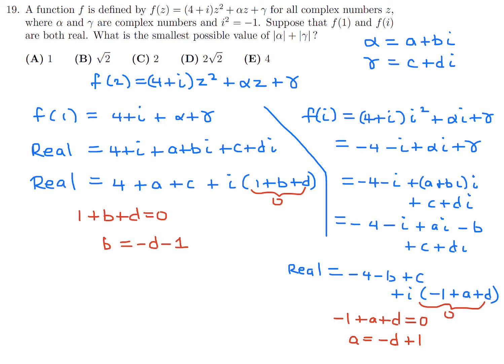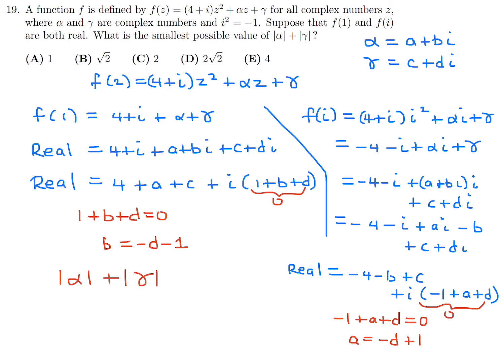And let's see what happens later on. So now we have to figure out the value of that. Now, these lines do not mean absolute value, they mean magnitude, all right? Because they look like absolute values, but because we're talking about complex numbers and alpha and gamma are complex numbers, this is magnitude. So we have to figure out the magnitude of alpha plus the magnitude of gamma.